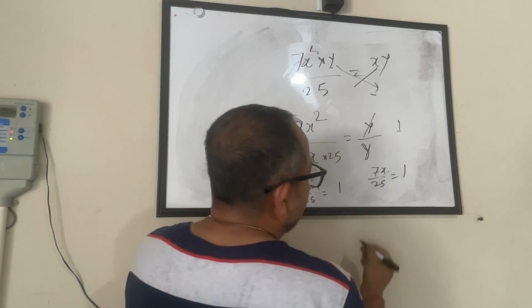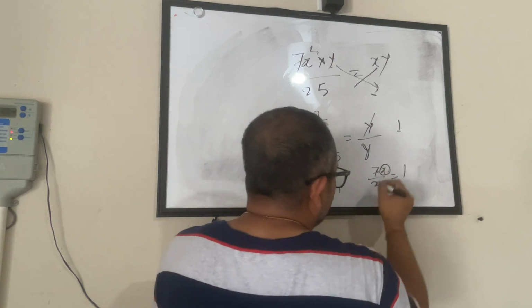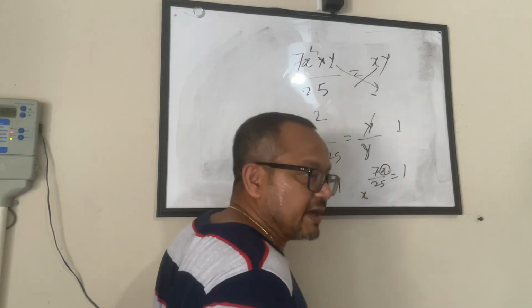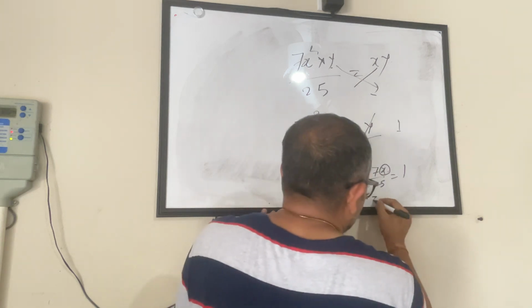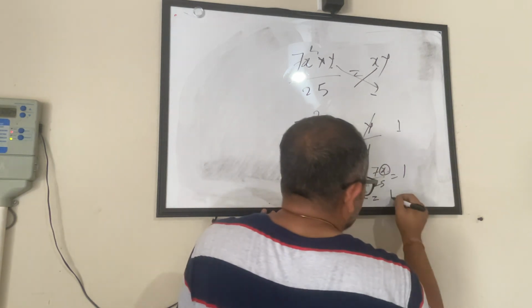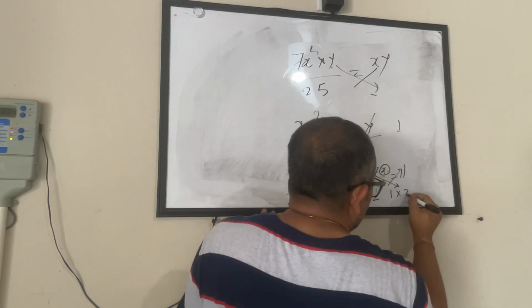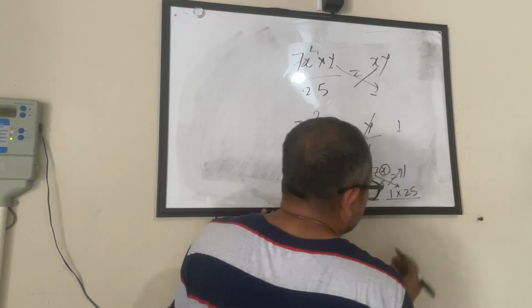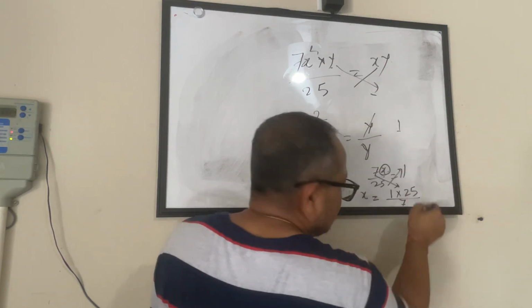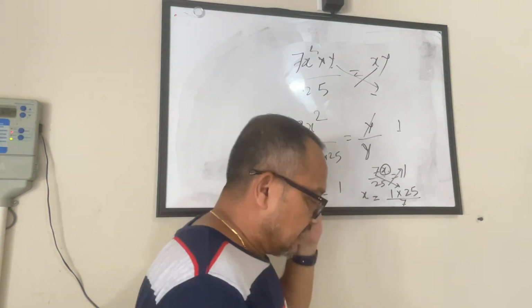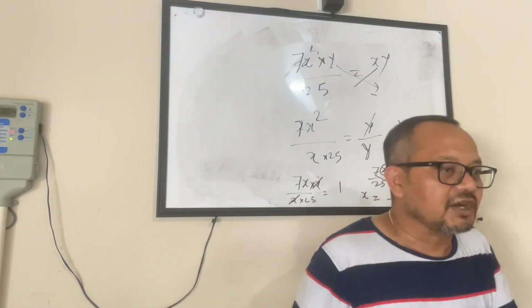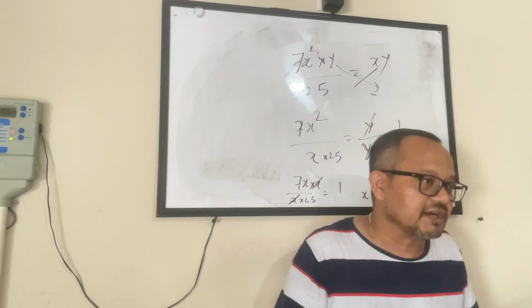Isolation means only keep the variable on one side. You only want to know x. What is the value of x? Everything else travels to the other side. So this guy goes up, this guy comes down. So I have to move 25 to the other side of the equal sign and move 7 to the other side of this thing. So this topic did not have anything extra to be covered.